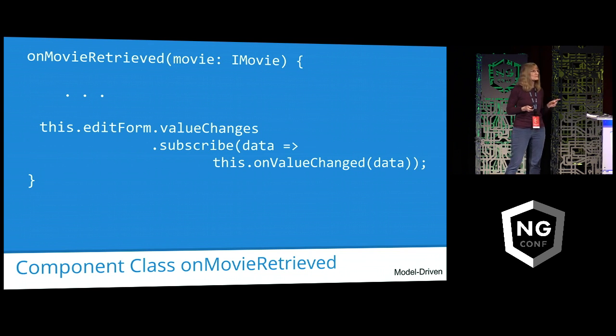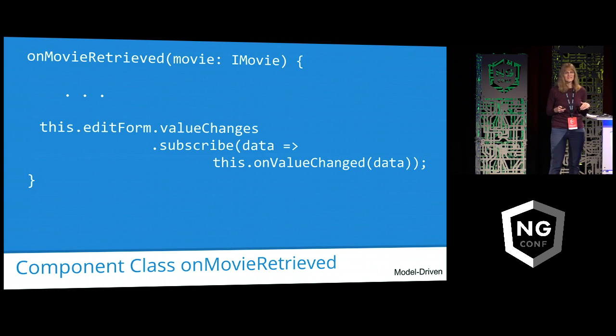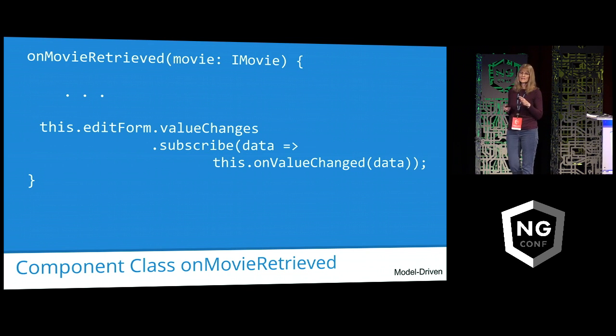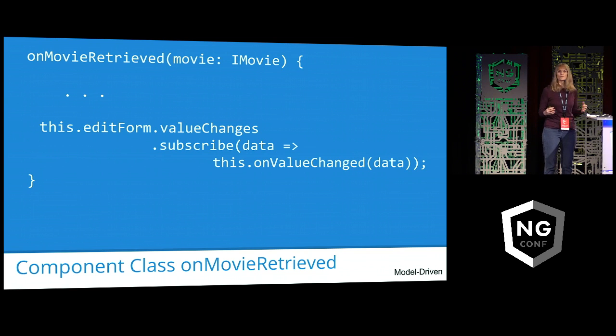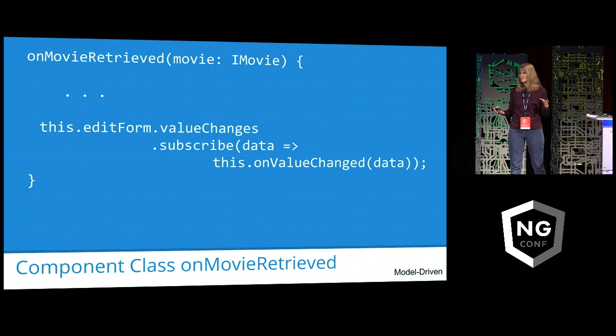So also in this onMovieRetrieved method, a little further down, we're actually going to subscribe to the value changes observable. So the edit form has a value changes observable that we can subscribe to. And we can think of the user's changes as being just a stream of data that's coming to us. We can then react every single time that the user does something. So as soon as they type a character, we can take a look and say, oh, does it have a validation error yet? Oh, is the validation still valid? And so on, every single time that they type anything.